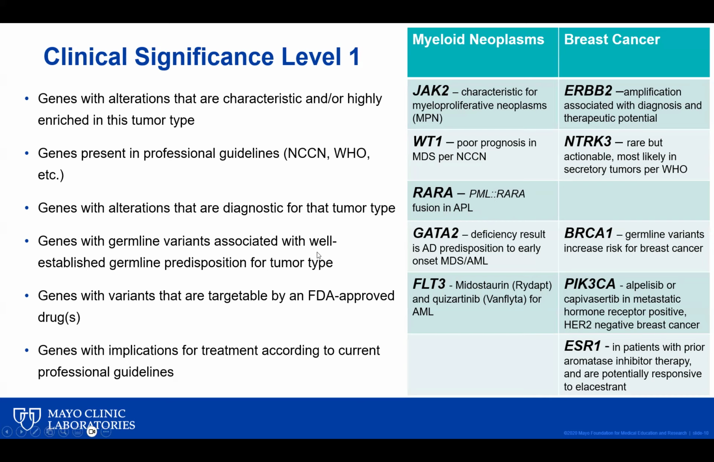We have genes with germline variants associated with well-established germline predisposition. For this, we included GATA2 deficiency, an autosomal dominant predisposition to early onset MDS and AML, and BRCA1 germline variants, which we know increase risk for breast cancer. Also in this level are genes that are targetable by FDA-approved drugs, like FLT3 or PIK3CA for breast cancer, and then genes with implications for treatment according to current professional guidelines. And this would include something like ESR1.